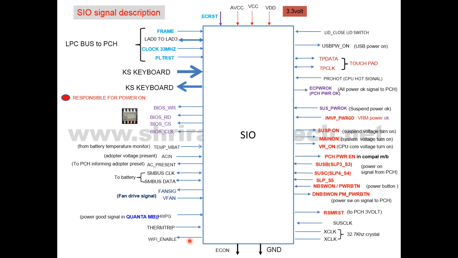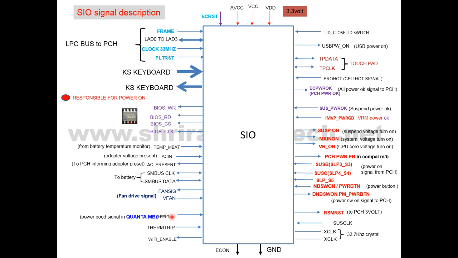This signal goes to the Wi-Fi card, slot pin number 20, and when we turn off Wi-Fi, at that time this voltage is 0. When we turn on Wi-Fi, at that time this voltage is 3 volt. This next signal is called the thermal trip. Thermal trip: when the CPU is very hot, at that time this signal is generated and turns off the entire power system.